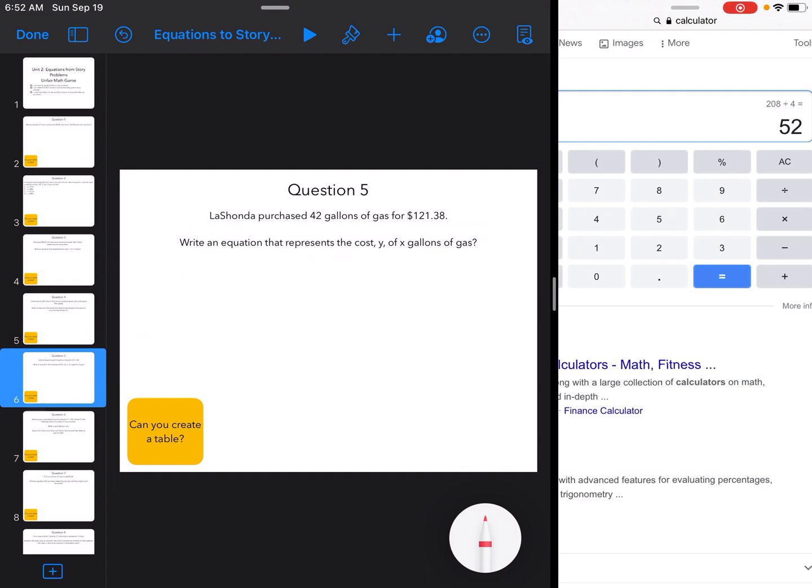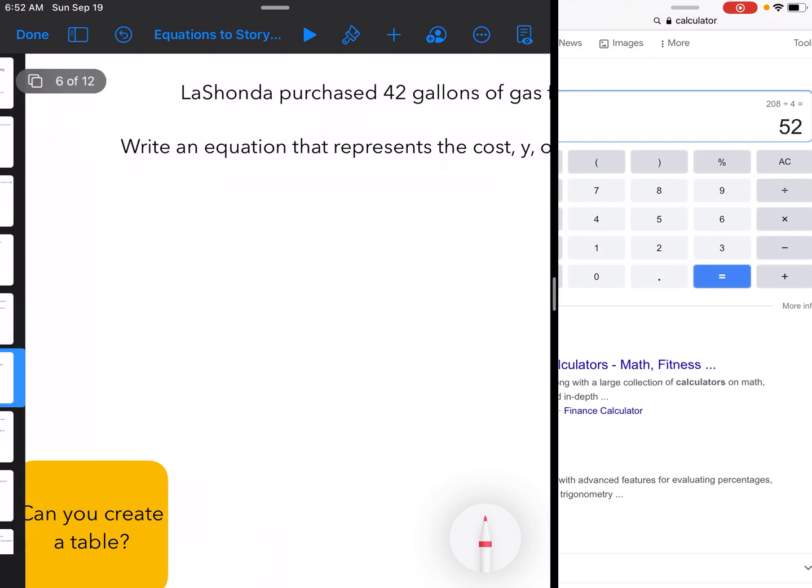LaShonda purchased 42 gallons of gas for $121.38. That must have been like a truck or something, because my car or my SUV won't hold 42 gallons of gas. Write an equation that represents the cost Y of X gallons of gas.